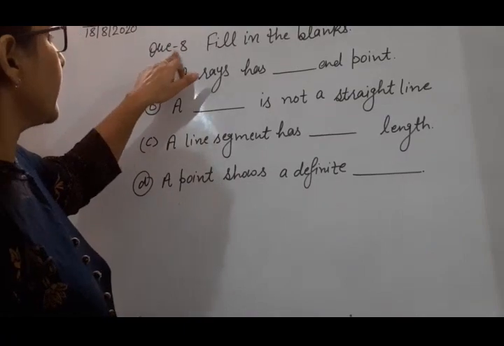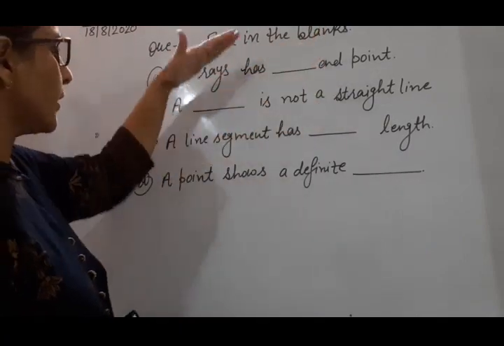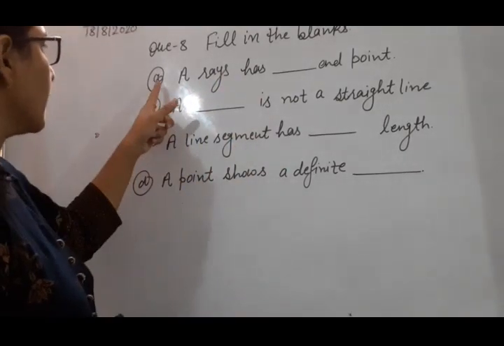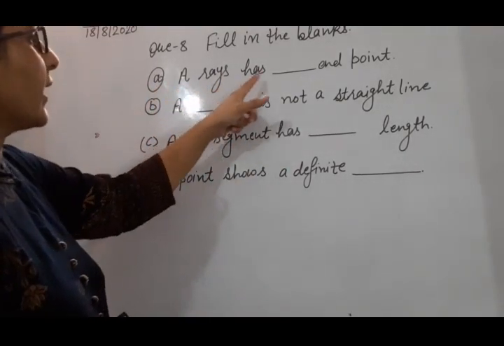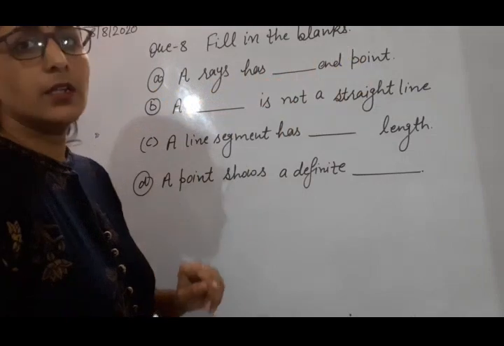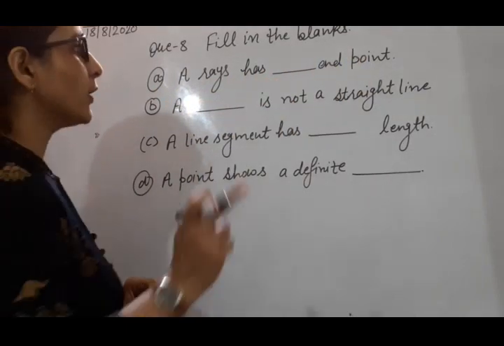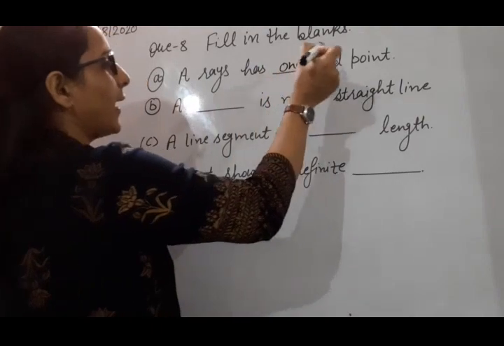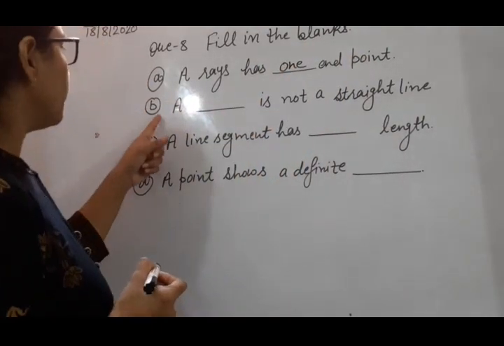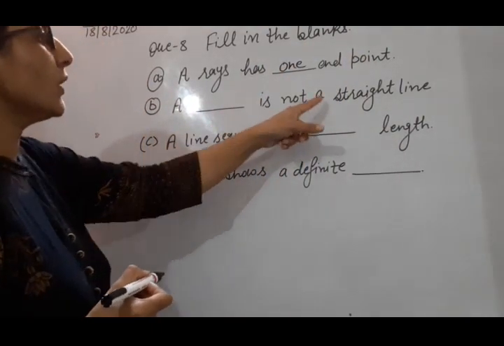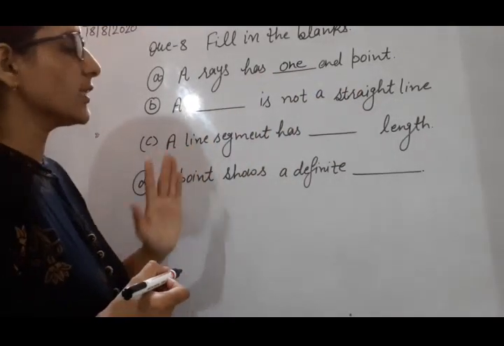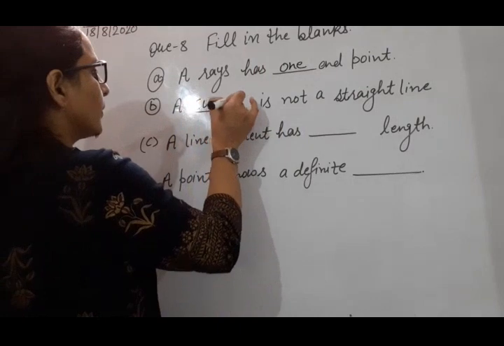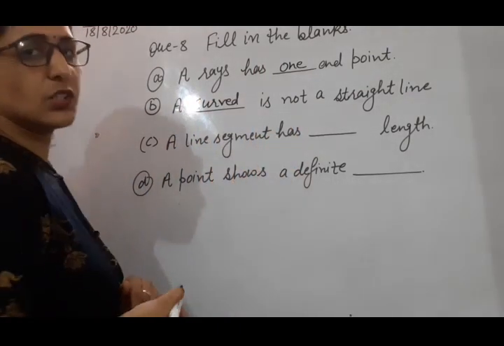Now question number 8 is fill in the blanks. Here some blanks are given. We read them and fill in these blanks. Part A: a ray has dash end point. In a ray, how many end points? Only one. A ray has one end point. Part B: a dash is not a straight line. Which is not a straight line? That is a curve. A curve is not a straight line.